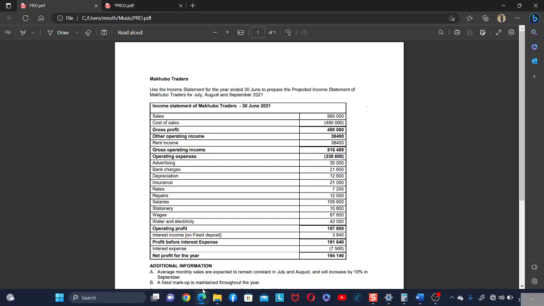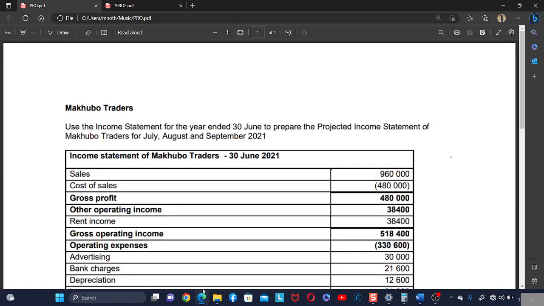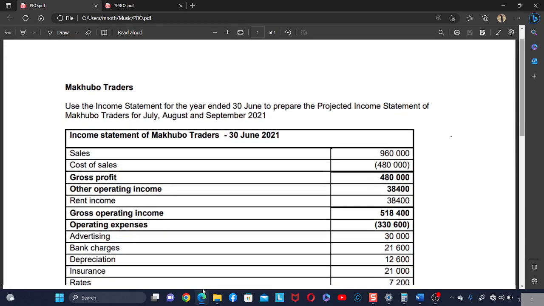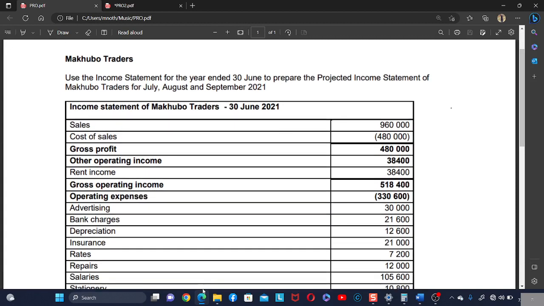Good day. Today we are going to do the projected income statement. So if you don't know what a projected income statement is, you can go to my YouTube channel and you'll find a video there where I've explained what a projected income statement is. Actually, in short, it is when the business estimates its incomes and expenses.